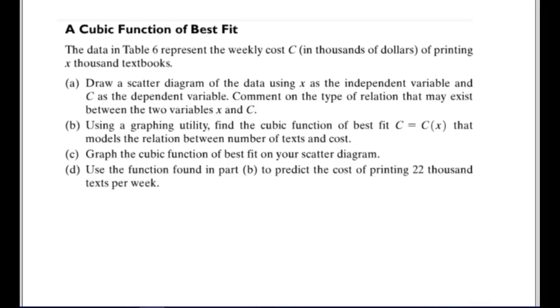Okay, so we can also use Desmos or our graphing calculator to find our cubic regression. Okay, and that's what we're going to be doing here. So the data that we're going to look at in just a second represents the weekly cost of printing x thousand textbooks. So draw a scatter diagram of the data with x as my independent and C as my dependent. So then I have to look at what type of relation that looks like. So then I want to use my graphing utility, and here I would use Desmos to find my line of best fit or my cubic function of best fit. Then we can graph it and then use that function to predict some things.